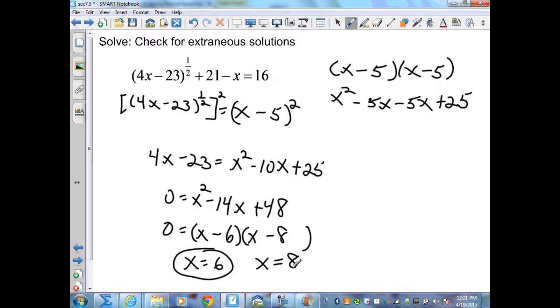Let's try 8. 8 times 4 is 32. 32 minus 23 is going to be 9. The square root of 9 is 3. 3 plus 21 is 24. 24 minus 8 is 16. And that is a solution. Therefore, these are both solutions of the equation, and none are extraneous.